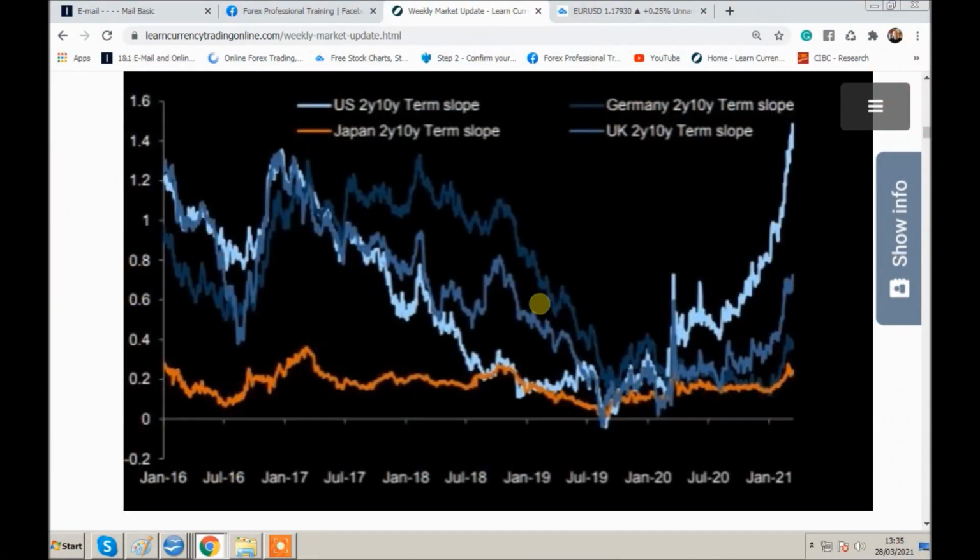Right, first chart we're on is to do with bond yields. And if you're doing fundamental analysis, you want to know where bond yields are and what the expectations are for interest rate rises.